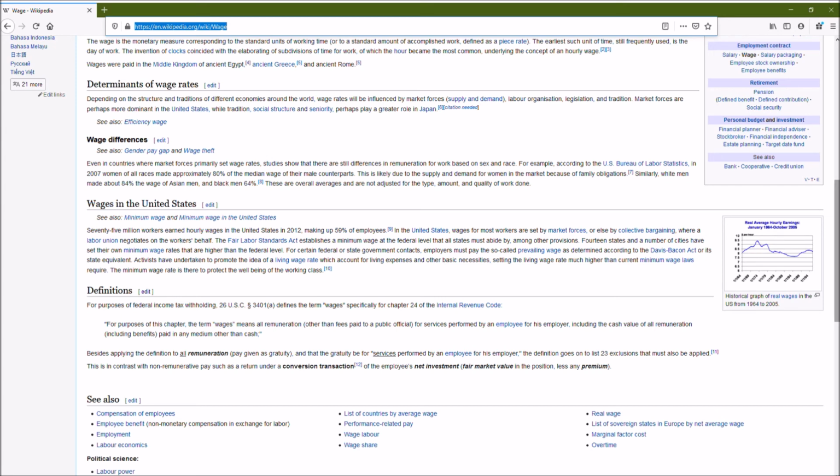Besides applying the definition to all remuneration, including pay given as gratuity, and that the gratuity be for, quote, services performed by an employee for his employer, end quote, the definition goes on to list 23 exclusions that must also be applied. This is in contrast with non-remunerative pay, such as return under a conversion transaction of the employee's net investment, which is the fair market value of the position less any premium.